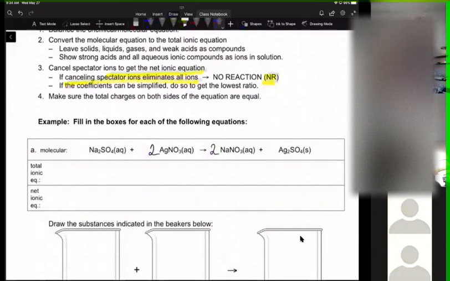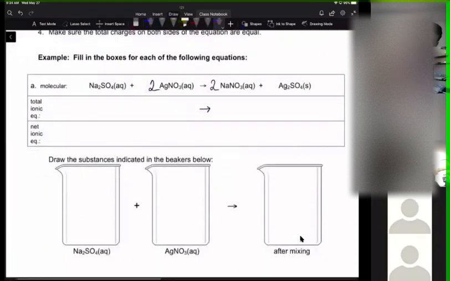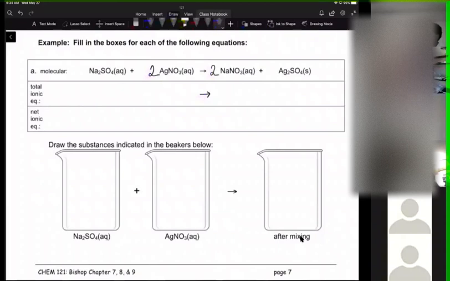I like to line up the arrows because it just makes it easier to see. And we can use these beakers to think about what's in solution. So when I show sodium sulfate, aqueous, what does that look like in solution? All of those ions move independently. So I'm going to write that up here.